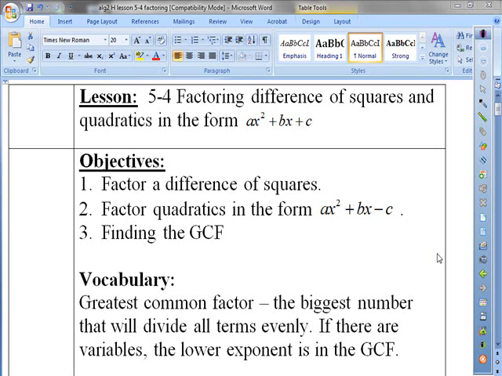Algebra 2 Honors Lesson 5.4: Factoring Difference of Squares and Quadratics in the form ax squared plus bx plus c. Alright, here are the lesson's objectives and the vocabulary for the word greatest common factor.